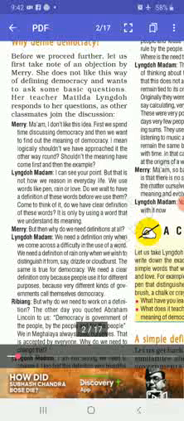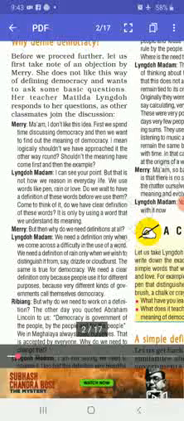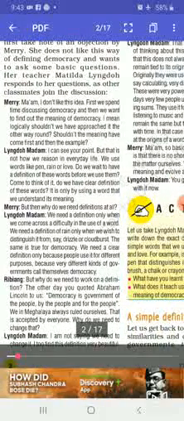So Mary has raised the objection that we have discussed democracy, and now we want to find the meaning of democracy. Is it logical? According to her, should not the meaning have come first and then the example? So Lingdo ma'am responds to her objection.